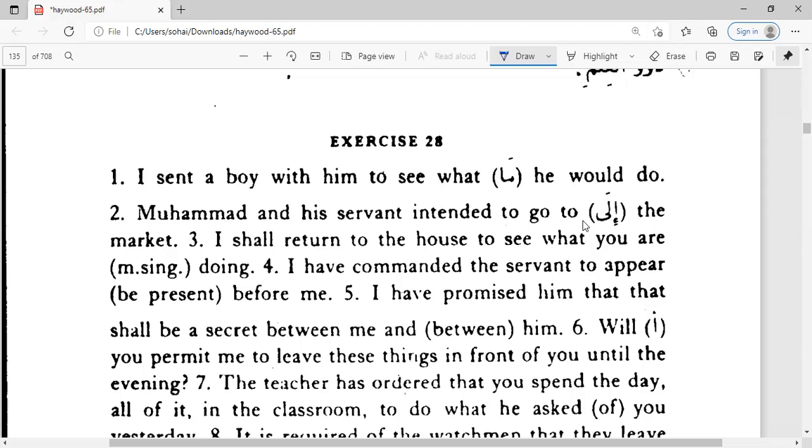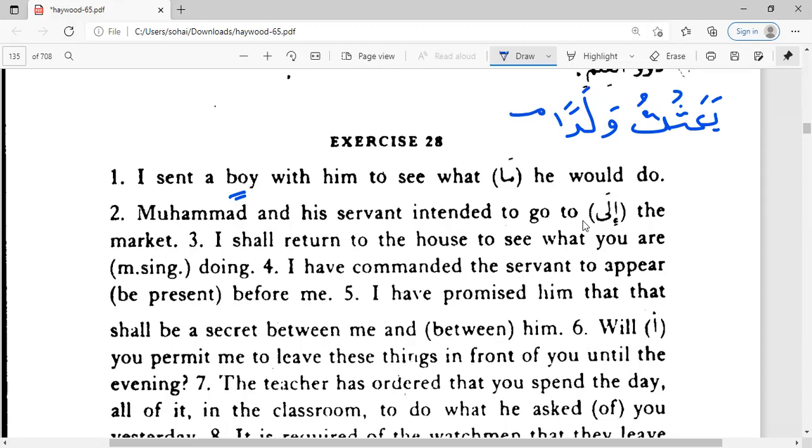So can you help me with I sent? Yeah. So ba'atha means to send, right? So how do you say I sent? Ba'athtu. Yes. So ba'athtu waladan, a boy. How do you say a boy? Waladun. Okay, waladan. Why? Because it is the object. Yeah. With him, ma'ahu.